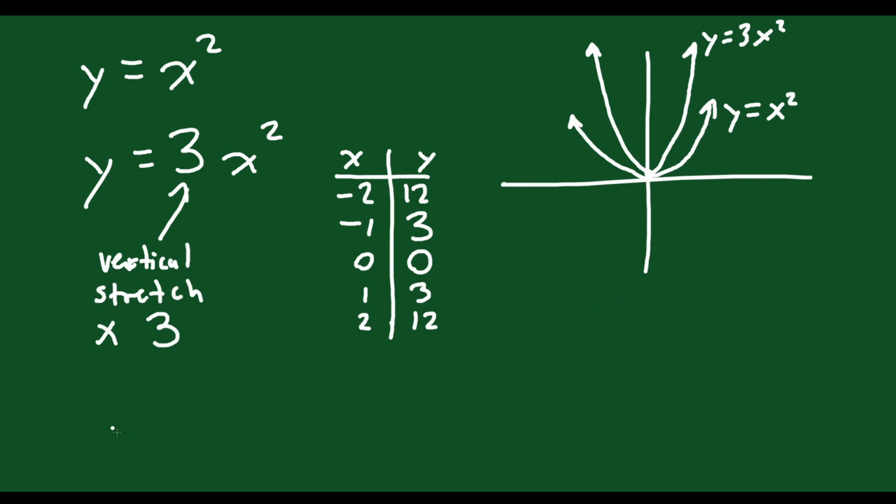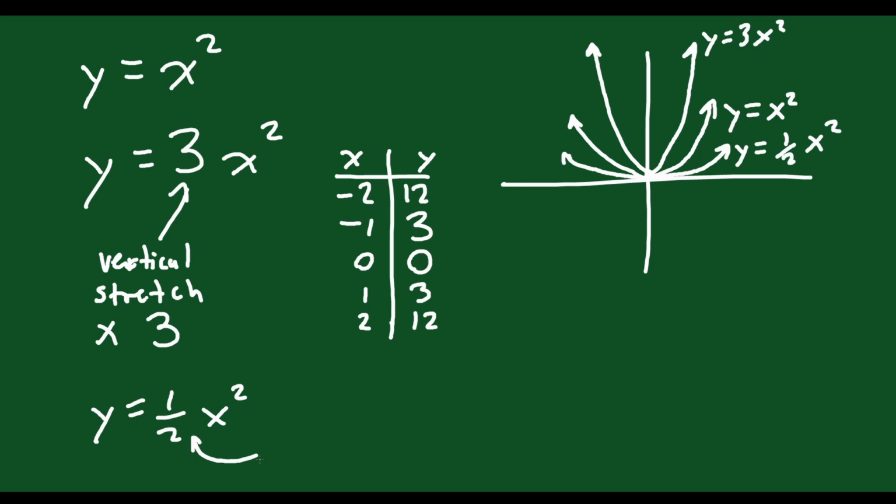And likewise, you could do the opposite, right? You could say y equals 1/2 x squared. And if you made a table of values for these, instead of all the points being 3 times as big, they'd all be half as big. So you'd get a graph that's a lot shorter, something like this. So that would be y equals 1/2 x squared.